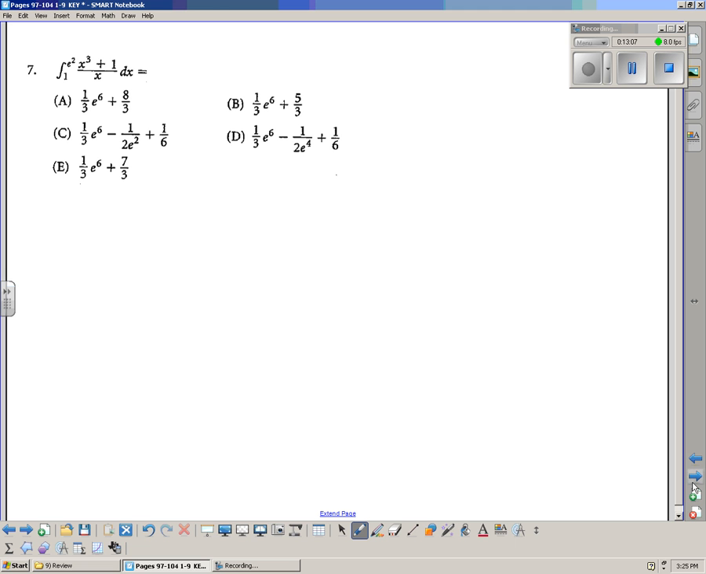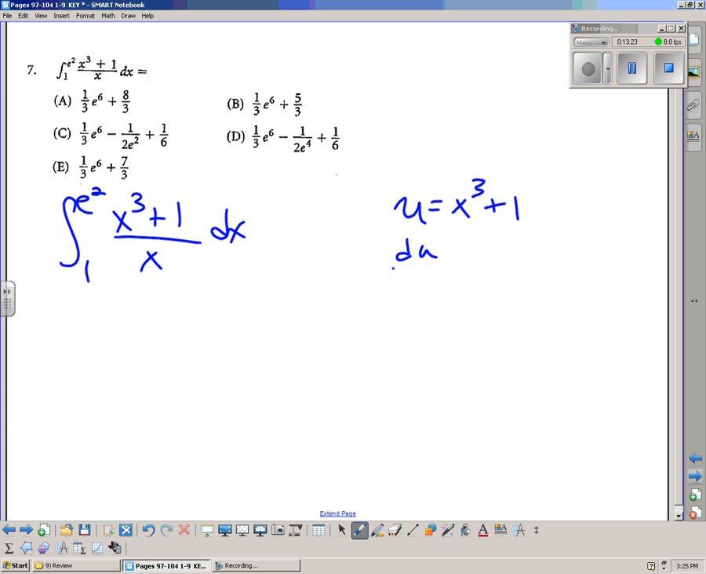Number 7, we want the integral from 1 to e squared of x cubed plus 1 over x dx. You might be tempted to use a u substitution. You might say, well, u is x cubed plus 1. That's the bigger power, and du dx would be 3x squared. But the problem is that I have an x here, not an x squared. So u substitution would not be an acceptable method for this problem.